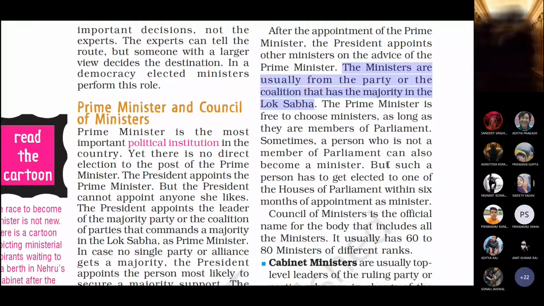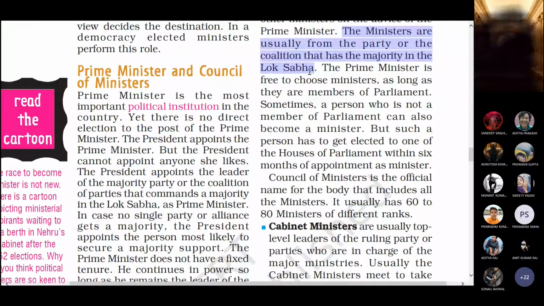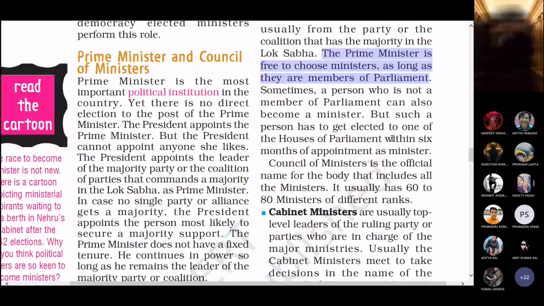क्यों? Why? Because opposition party के लोग हार गए election. People do not want that there should be any minister from the parties which have lost. That is why सिर्फ उन्हीं पार्टी से मिनिस्टर्स होते हैं जिनकी मेजोरिटी होती है लोकसभा में. Always remember that. The Prime Minister is free to choose the ministers as long as they are members of the parliament. Very important. The Prime Minister is free to choose ministers as long as they are members of parliament.